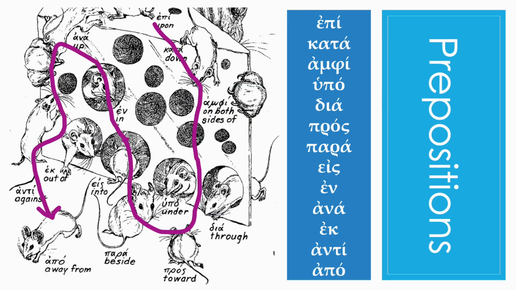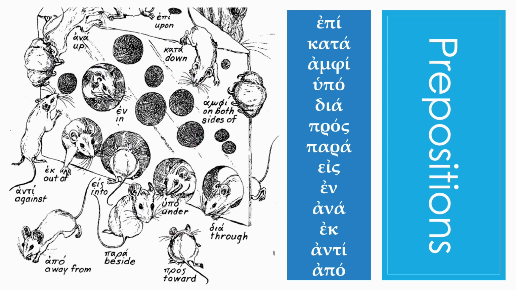I've just drawn on screen here for you in this purple arrow the direction I'm going to take as I go around this picture. I'm going to start at the top with epi, move down, around, back up to ana at the top, and then down to apo in the bottom left hand corner. I'm just going to read these words out for you to give you the pronunciation and the meaning.